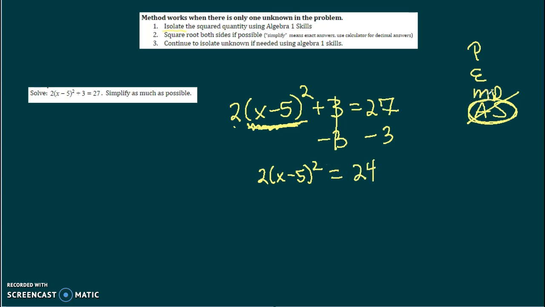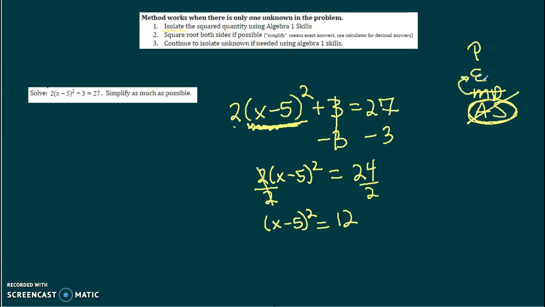Then I'm going to go up the ladder and say, okay, on the left side of the equation, is there anything to multiply or divide? This 2 is multiplying, so I'm going to divide that next. These will cancel out, and I'll be left with x minus 5 squared equals 24 divided by 2, which is 12. Took care of that.